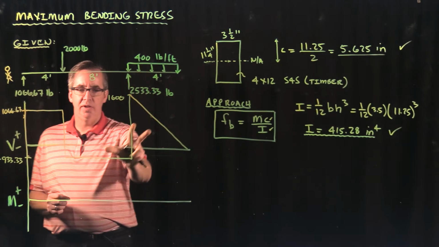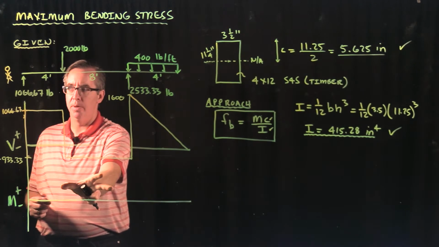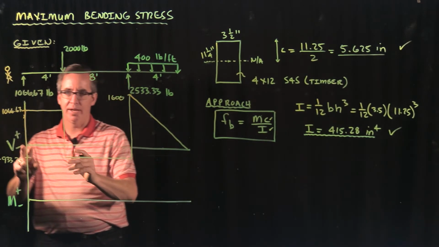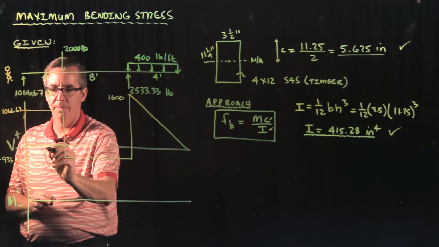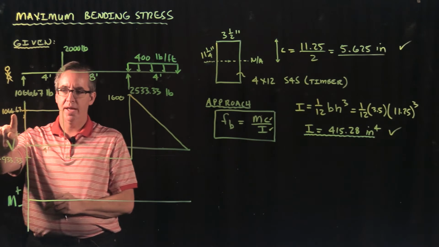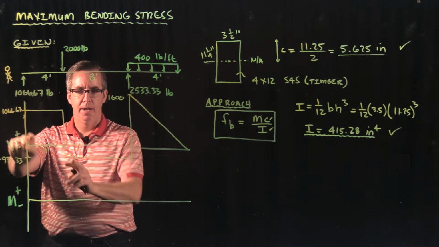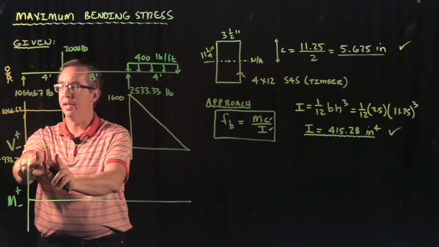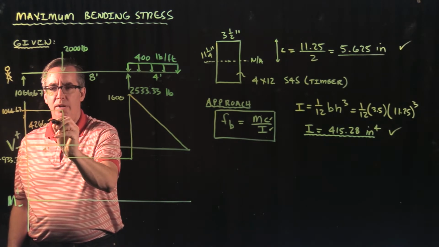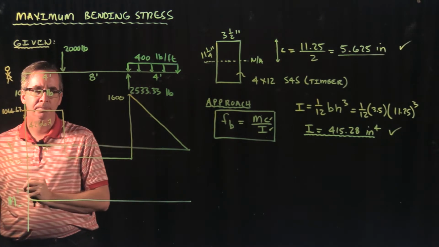Now, we can use this information to come up with the bending moment, okay? The first thing I'm going to look at is I'm trying to see if I can figure out what these values are going to be. Remember, we need the areas underneath this. So if I take 1,066.67 and I multiply by 4 feet, this comes out to be 4266.7. Again, that would be the area.